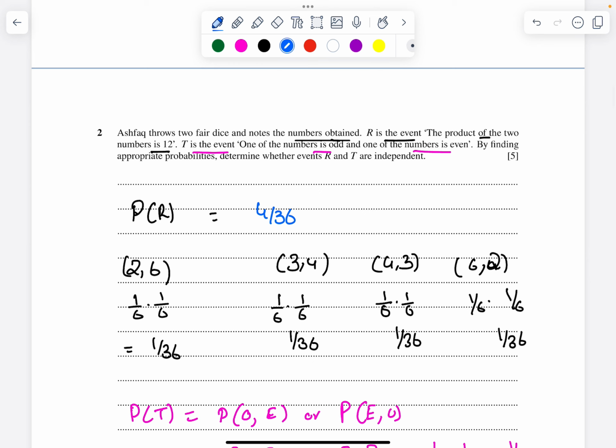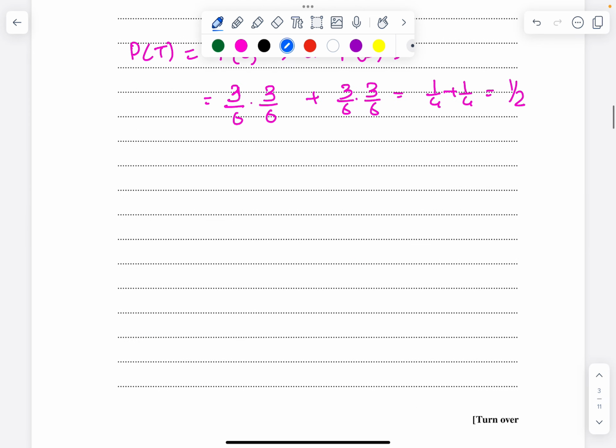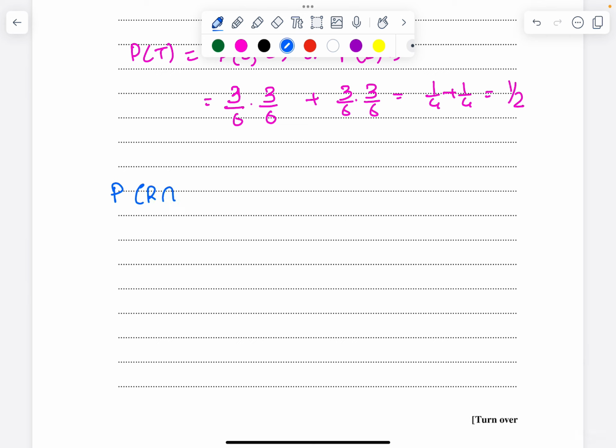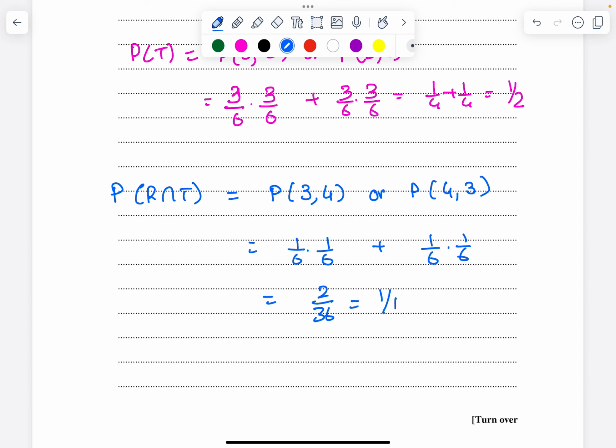Now what is being asked? By finding the appropriate probabilities, determine whether R and T are independent or not. So probability of R intersection T. I am going to find the probability where one number is odd, another number is even, and the product has to be 12. So P of 3, 4 or 4, 3. So this is 1 upon 6 times 1 upon 6 plus 1 upon 6 times 1 upon 6, which is 2 upon 36, which is going to be 1 upon 18.